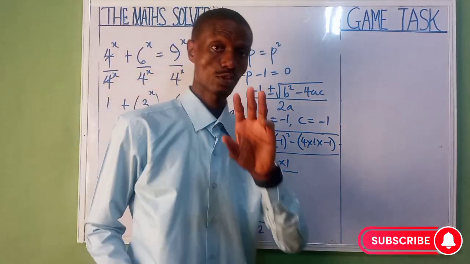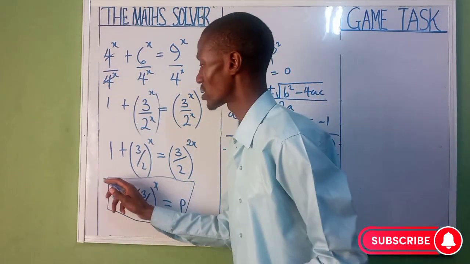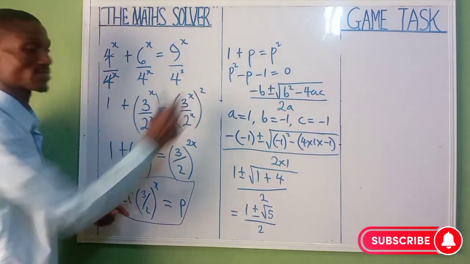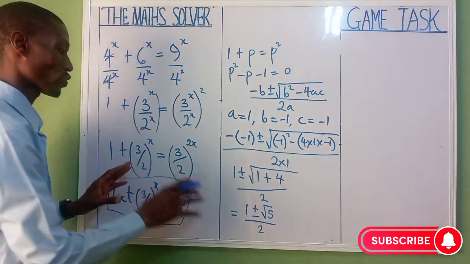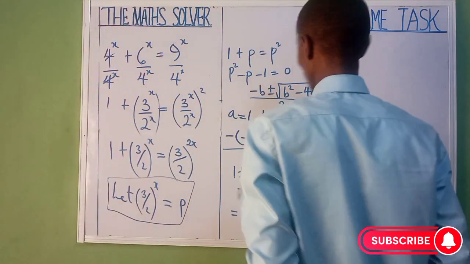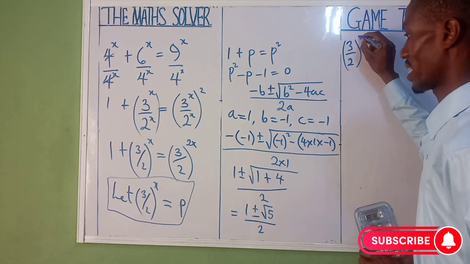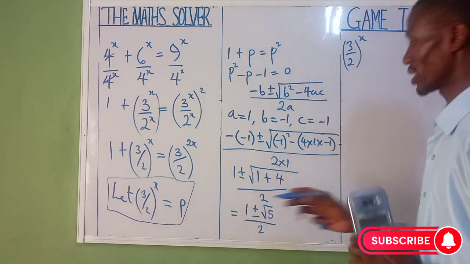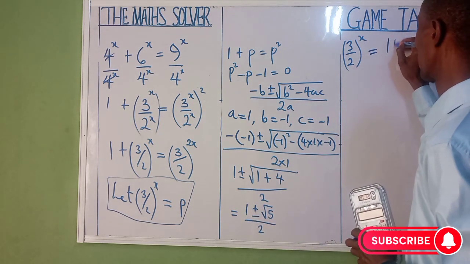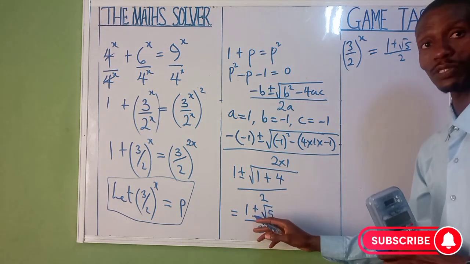That's not our final answer, because mind you, here we used this. We said let 3 over 2 raised power of x equal to p. As you can see, right from here, we now need to substitute this back. How are we now going to solve the remaining one? We are now going to substitute this one back. We said 3 over 2 raised power of x equal to p, but let's substitute it here. Our p is 1 plus root 5 over 2, and I'm using the positive side.